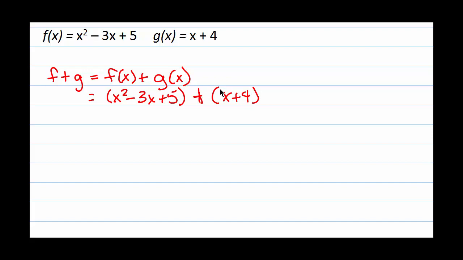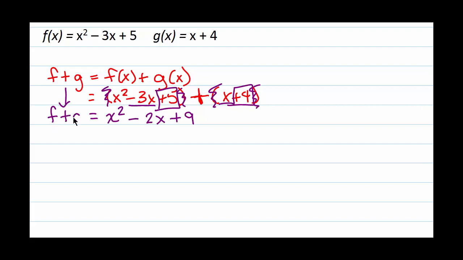Now I put these in parentheses because I'm just showing that here's my f of x and here's my g of x. But what operation is happening between them? Addition. What happens to parentheses with addition? Well, you don't need them. So your parentheses go away and you combine your like terms. So I have x squared, then I have minus 3x plus x, so I have minus 2x, plus 5 plus 4, so I get plus 9. So this is my f plus g.